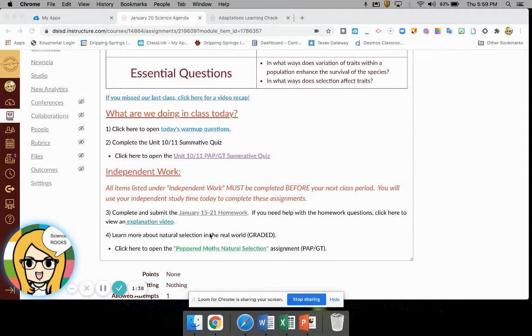So we also did the January 15th through 21st homework. There was an explanation video. And then after the tests, I asked you to complete a virtual lab called Peppered Moths Natural Selection. We had an assignment for on levels, we had an assignment for pre-APs, and you completed that lab that looked at the evolution of peppered moths.